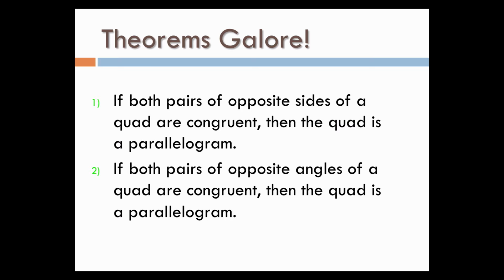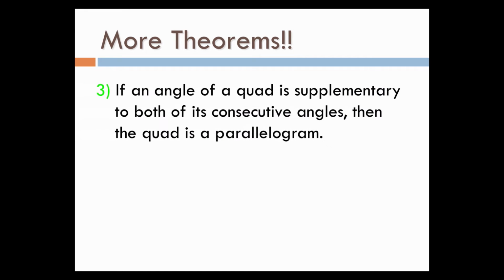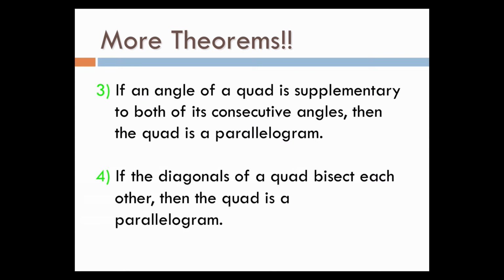Okay, so if the opposite sides of a quadrilateral are congruent, then the quadrilateral is a parallelogram. If the opposite angles are congruent, then it's a parallelogram. Number 3, if an angle is supplementary to both of its consecutive angles. So you can't just have 2 angles next to each other being supplementary. You have to start with an angle, and its 2 angles next to it have to be supplementary to it. Then it's a parallelogram. Number 4, if the diagonals bisect each other, it's a parallelogram.